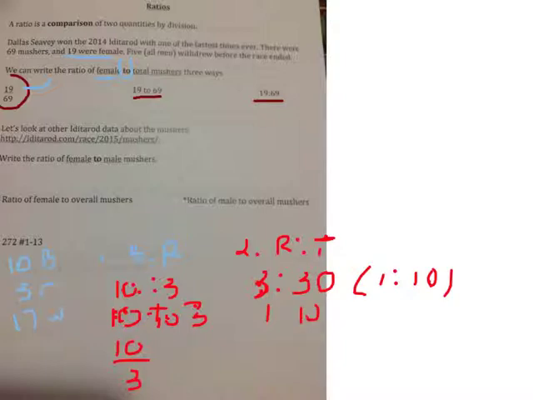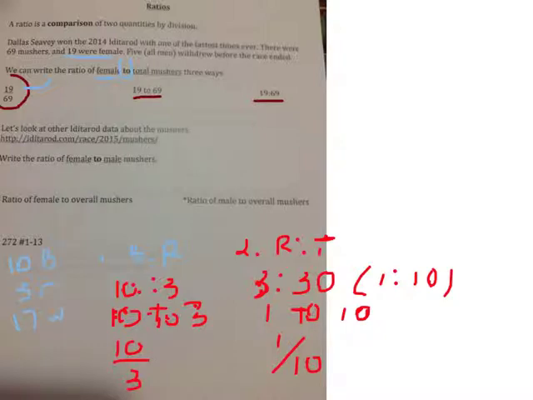And the second question is asking you red to total. So there are 3 reds, and the total we need to add them all up. And there are 30. Now we always want to simplify this. So this is going to be simplified, 1 to 10. And then I'm just going to write 1 to 10 and 1 over 10. And those are the first 2 questions.